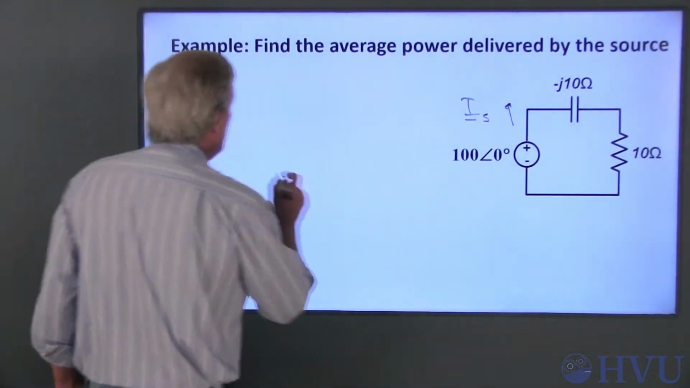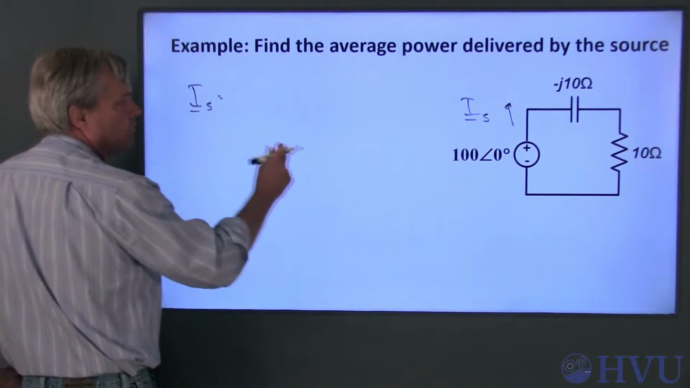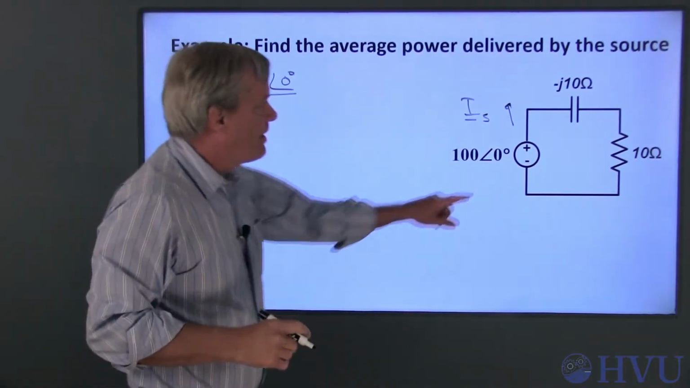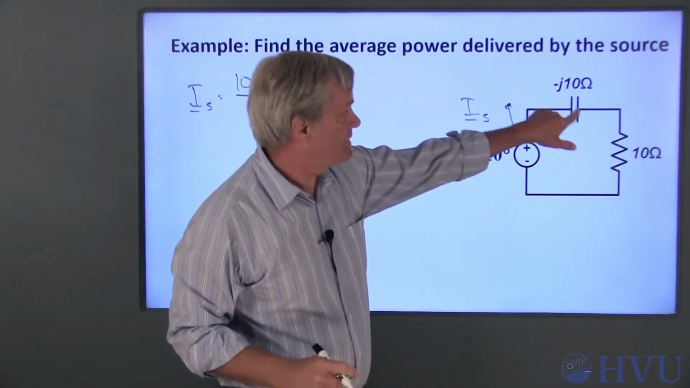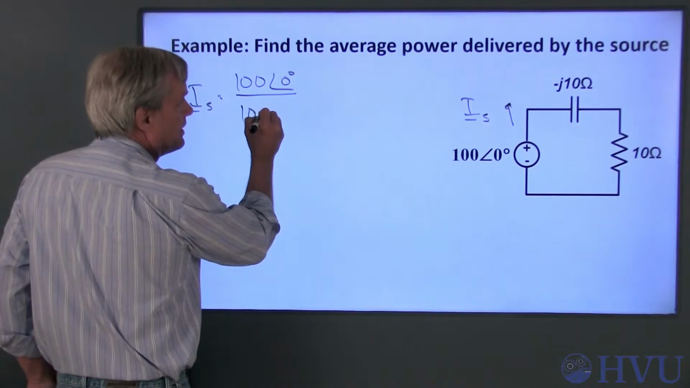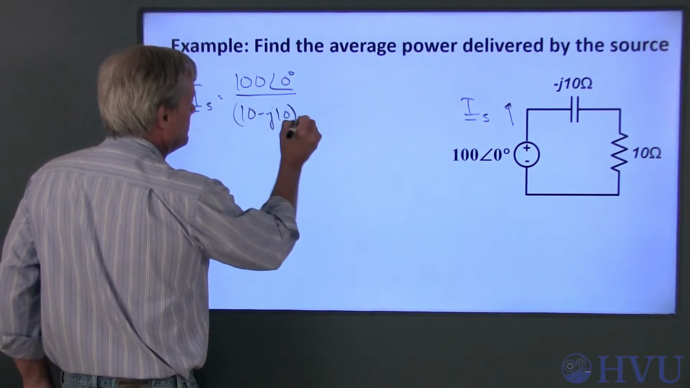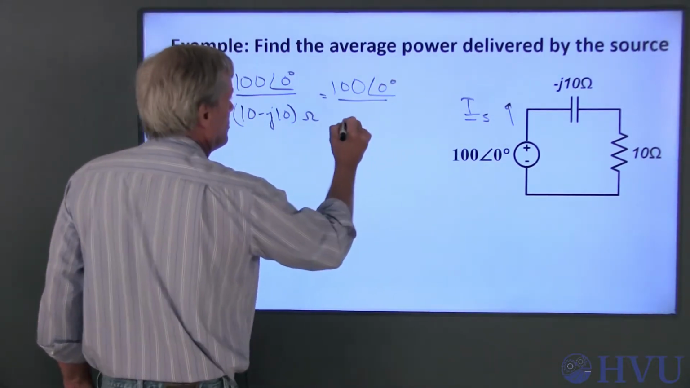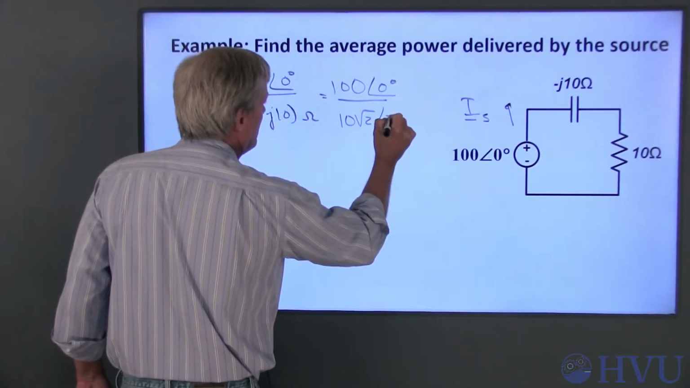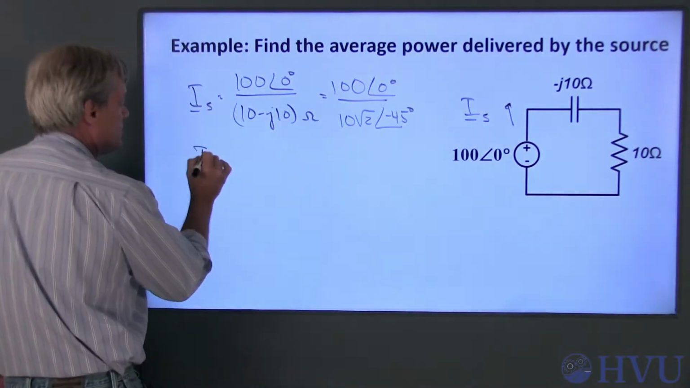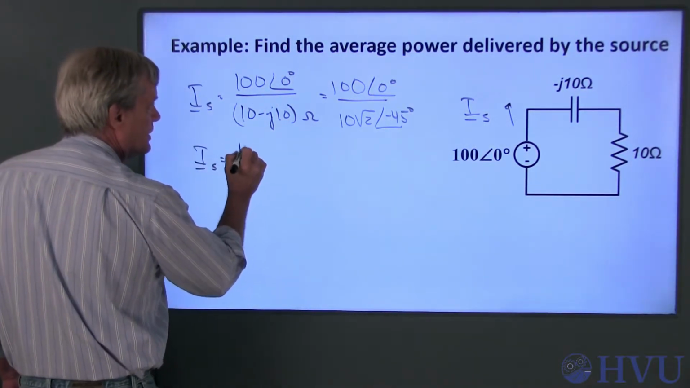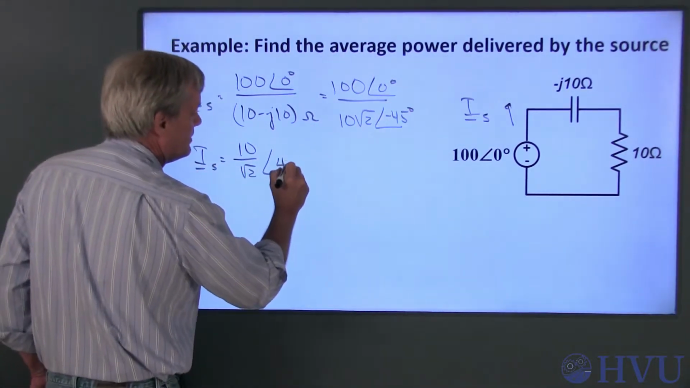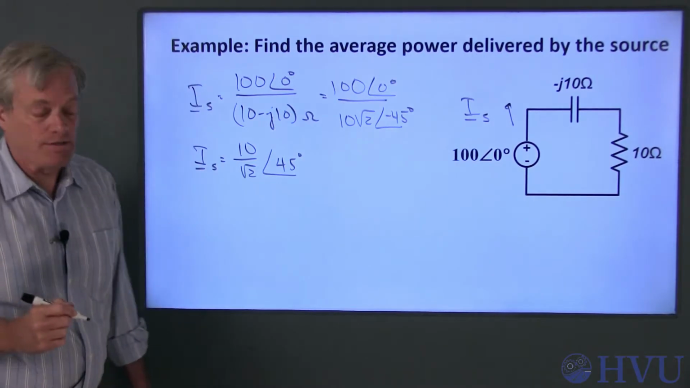The source current will be this voltage, 100 at an angle of 0 degrees, divided by the equivalent impedance of the circuit, which is the sum of these two impedances, 10 minus j10 ohms. This is 100 at an angle of 0 degrees over 10 root 2 at an angle of minus 45 degrees. So I sub S is equal to 10 over root 2 at an angle of 0 minus a minus 45 degrees, which is positive 45 degrees.